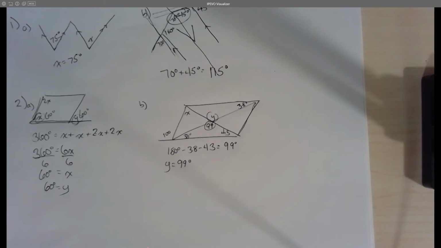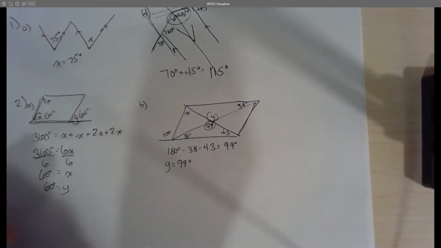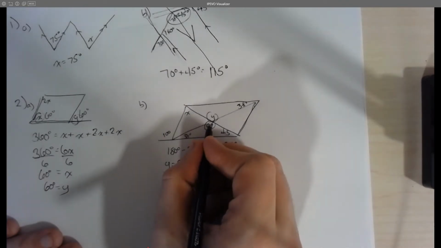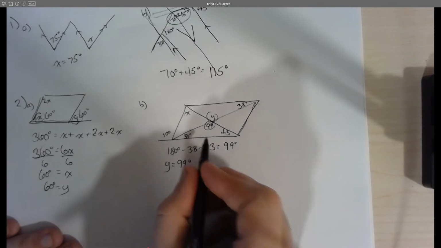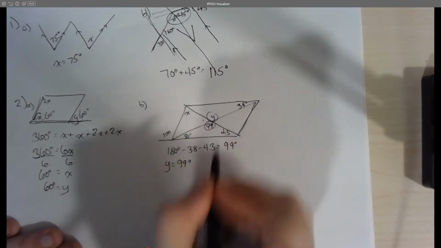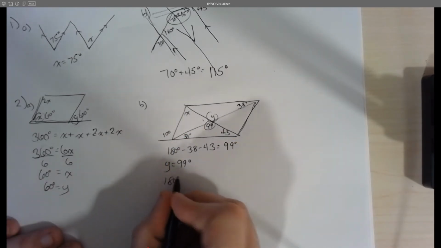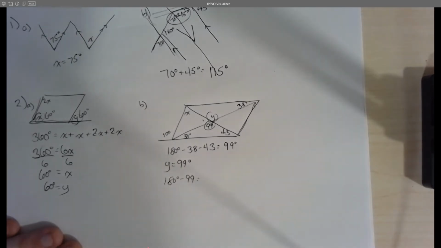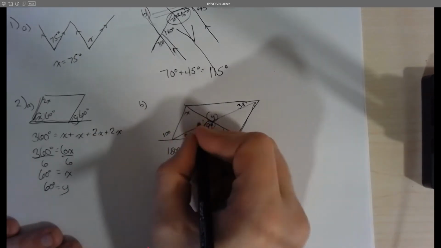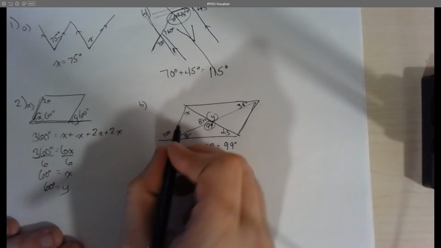Now we need to figure out the x value based on this particular question. And so for our x value, if this is 99 degrees, then that means that this angle here has to be 180 minus 99, which is going to be 81 degrees. So 81 degrees here.